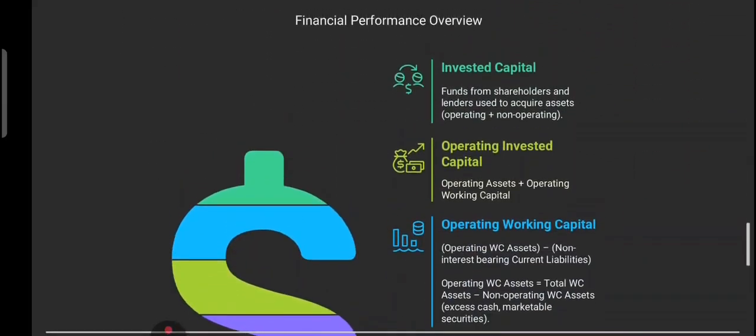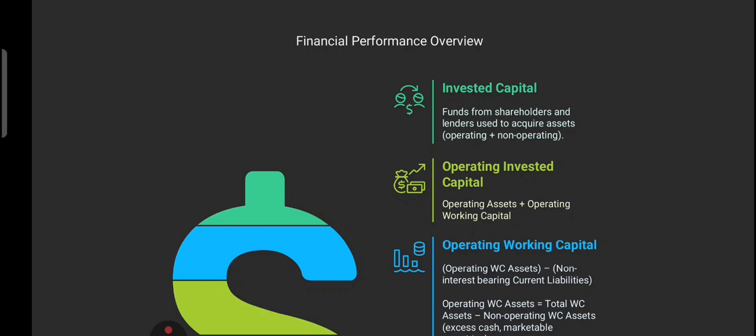Now friends, let's look at the financial performance overview, some very important metrics which play a very important role. So let's break down the terms one by one.